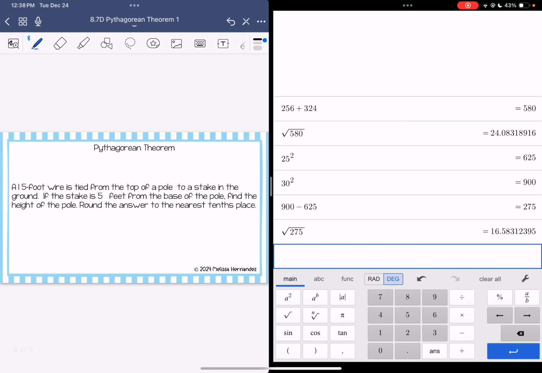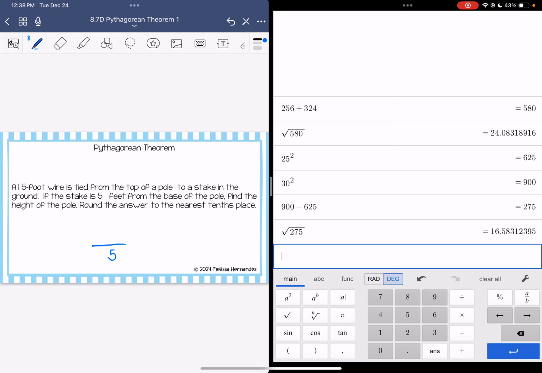All right, the last example is a word problem. A 15-foot wire is tied from the top of a pole to a stake at the ground. If the stake is 5 feet from the base of the pole, find the height of the pole. Round the answer to the nearest tenths place. All right, so it's not telling you if we're finding the leg or the hypotenuse. So I always recommend draw a picture. So we know the base is 5 feet from the pole, so that would definitely be a leg.